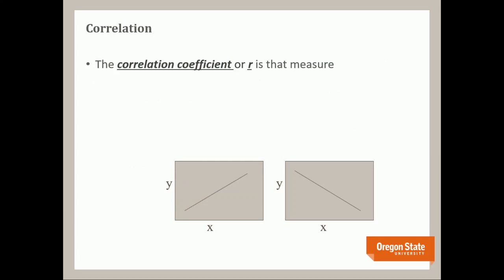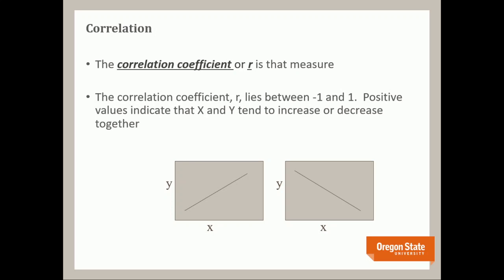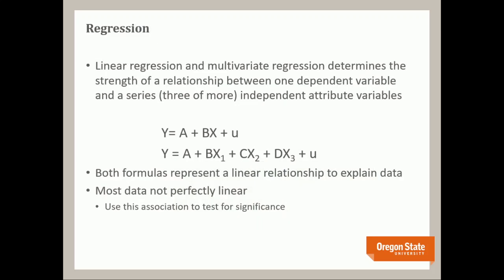The correlation coefficient R is that of Pearson. Here are the positive and the negative correlation. The first diagram represents positive correlation between x and y, two variables, and the second diagram on the right side represents the negative correlation. The correlation coefficient R lies between -1 and 1. The positive value indicates that x and y tend to increase or decrease together.